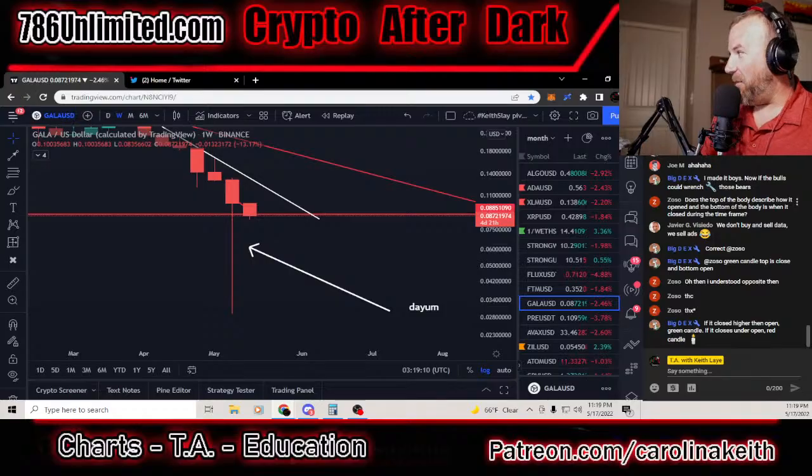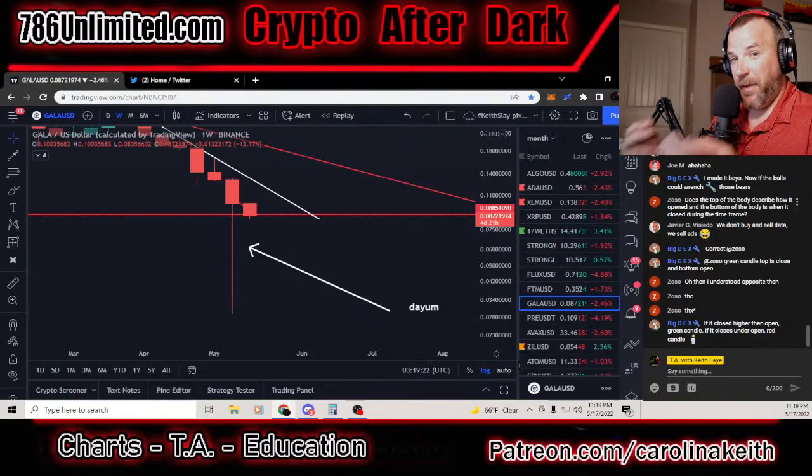I hear you. Does the top of the body describe how it opened and the bottom of the body is when it closed during the time frame? If it's a red candle, yes. If it's a green candle, then it opened low and closed high. If it's a bearish candle or a red candle, it opened high and closed low. That's what makes it either red or green.